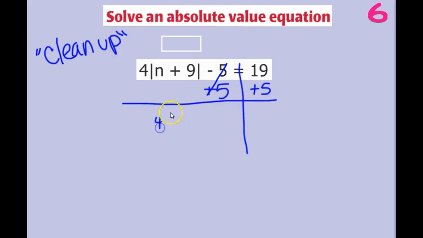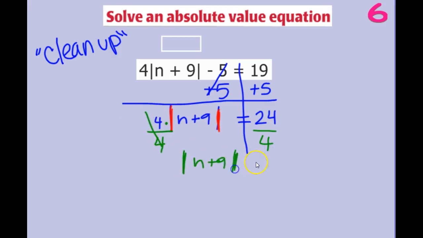So I have 4 and the absolute value of n plus 9 equal to, and then 19 plus 5 gives us 24. And then we don't have our absolute value by itself yet, so we need to get rid of that. This is multiplied, so we're going to divide by 4. So the absolute value of n plus 9, and 24 divided by 4 is 6.